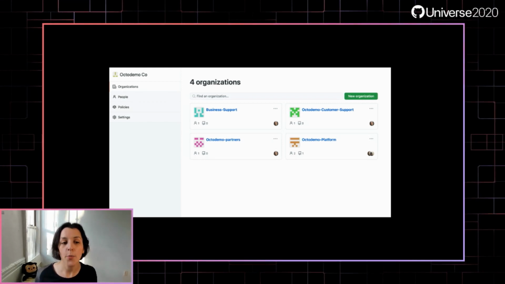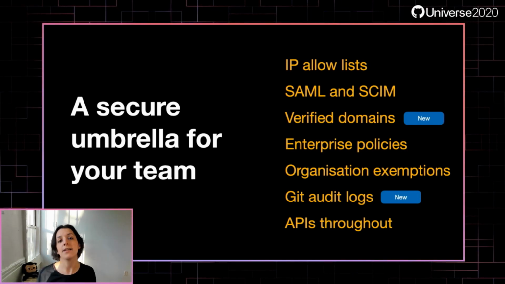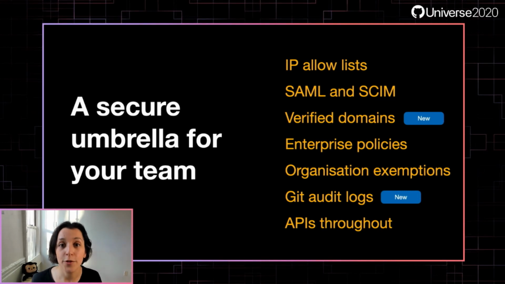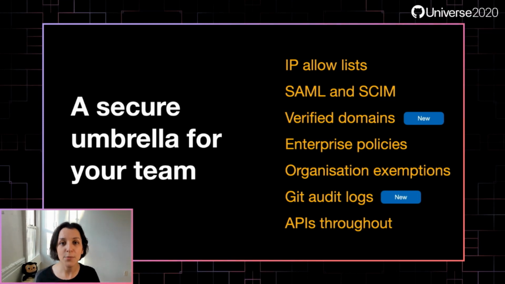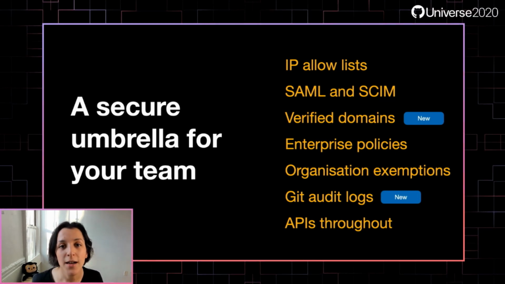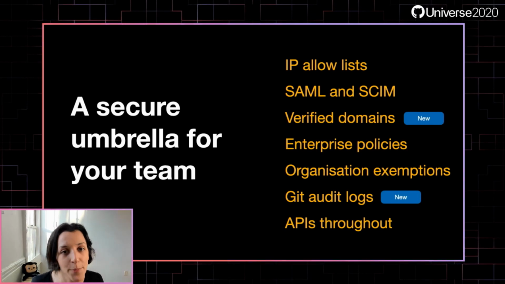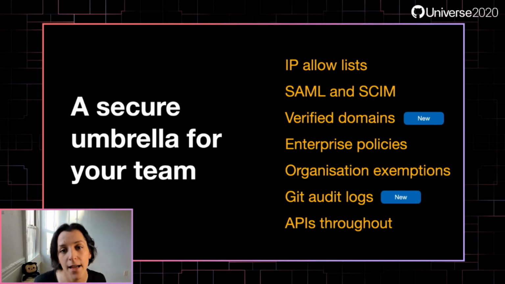And that secure umbrella for your team comes with a certain set of capabilities that help you secure and govern it. A couple that I'm going to walk through today are new. So verified domains and Git events in the Enterprise Cloud audit log are new capabilities just coming into beta now. So let's hop in and just do a quick demo of that enterprise account.